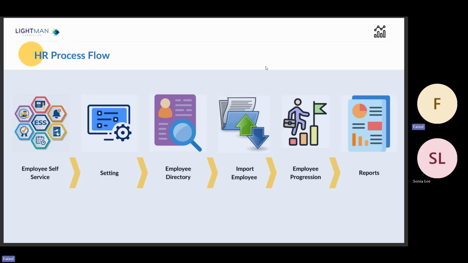Right, so first of all, this is for the HR process flow. First thing first, we go to the employee self-service. Next, we go to the setting. And once we are done, we go to the employee directory. So we have the import employee, employee progression, and also report.